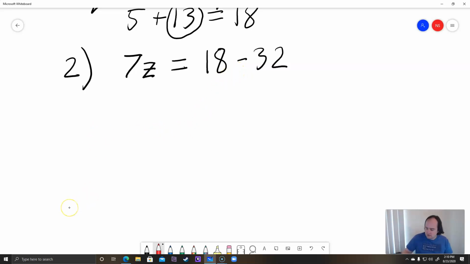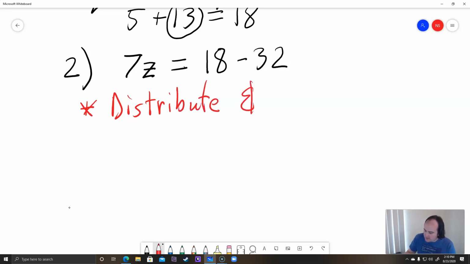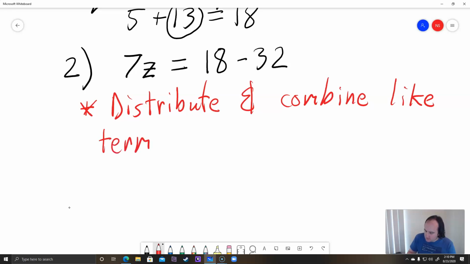Okay, so let me write that down in words. So distribute and combine like terms first. Now I say distribute, but on this problem we see there's nothing to distribute. On some of the other problems you are going to have to distribute stuff, but for this one there's nothing to distribute. But after you distribute, which there's nothing to do here, you want to combine like terms.